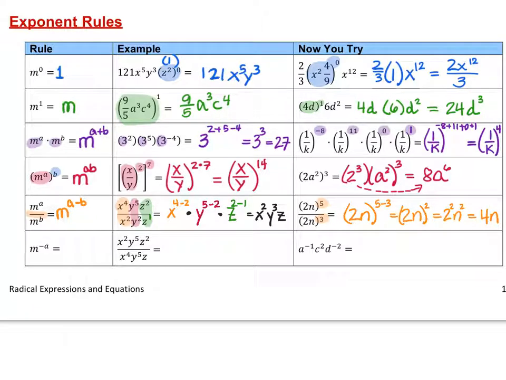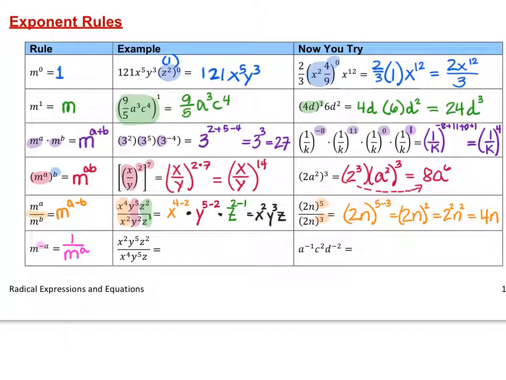The last rule we've got listed here is m to the negative a. Remember that negative exponent is telling us we're in the wrong position, so this is actually going to end up being the reciprocal, which is 1 over m raised to the a power.